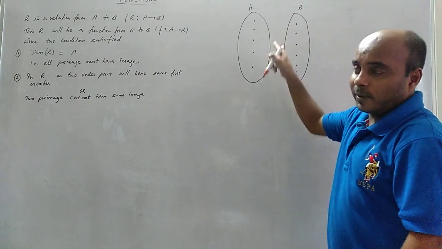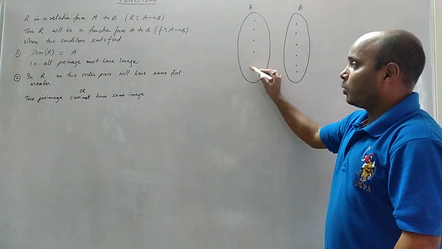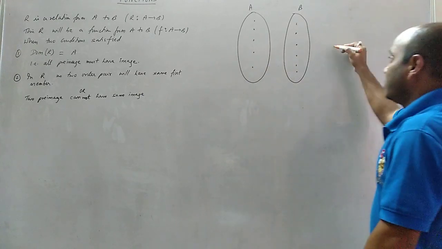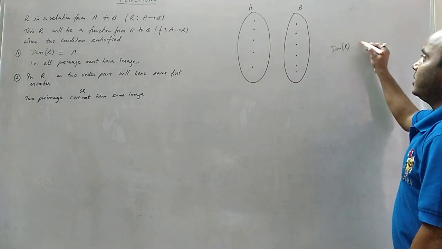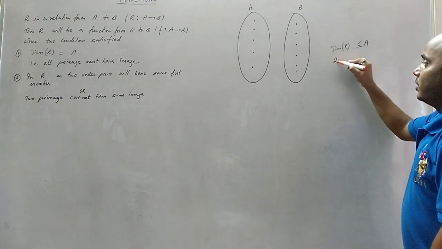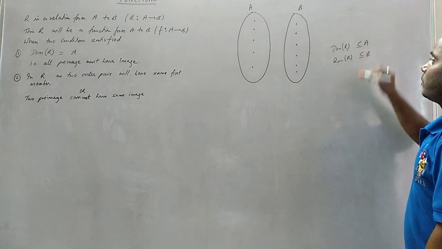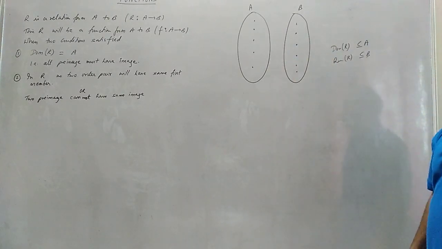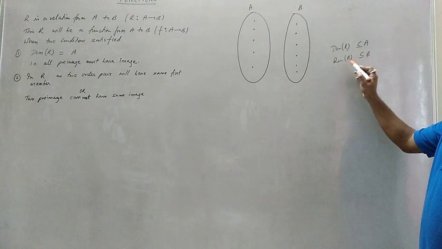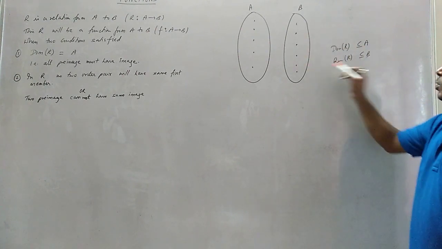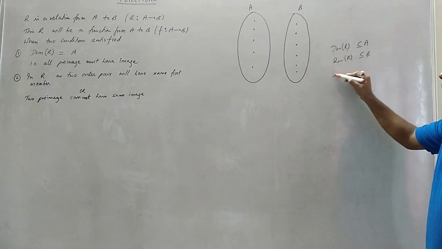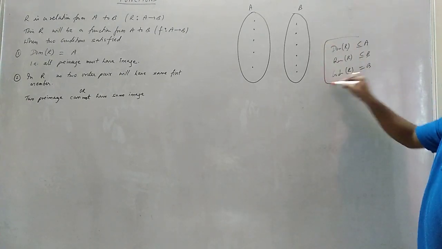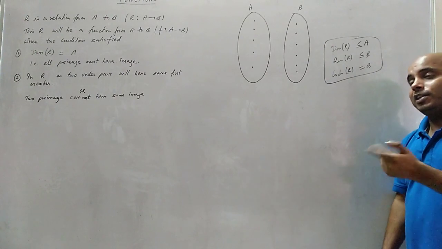Relation को जो मैं arrow diagram में बनाऊंगा, ऐसा हो सकता है कि यहाँ पे कोई element है जिससे कोई arrow नहीं निकलता. That means the domain of R is a subset of A. Range of R is a subset of B. It will be a subset of A or it will be equal to A, दोनों चलेगा. Range of R is a subset of B or equal to B, दोनों चलेगा. And what is the codomain of R? Equal to B. This is the situation in the case of a relation.